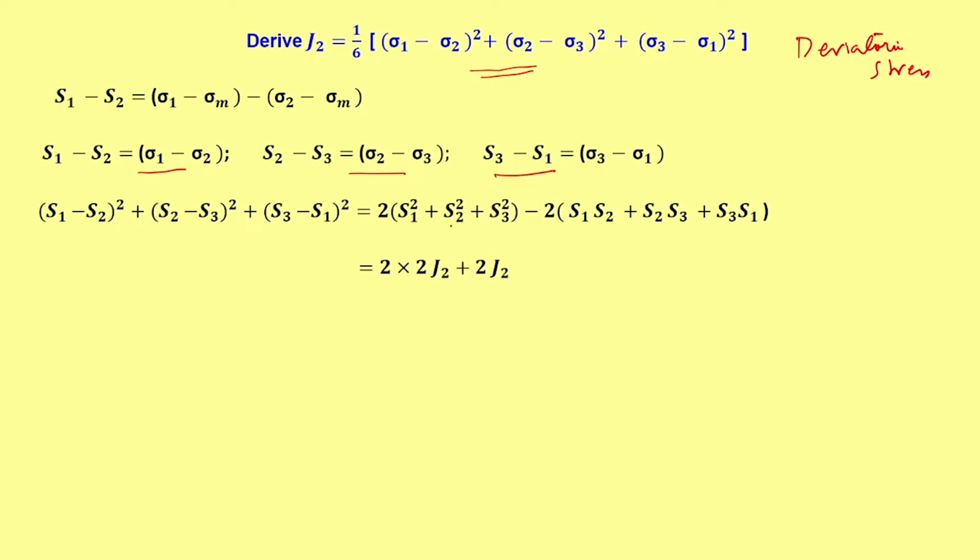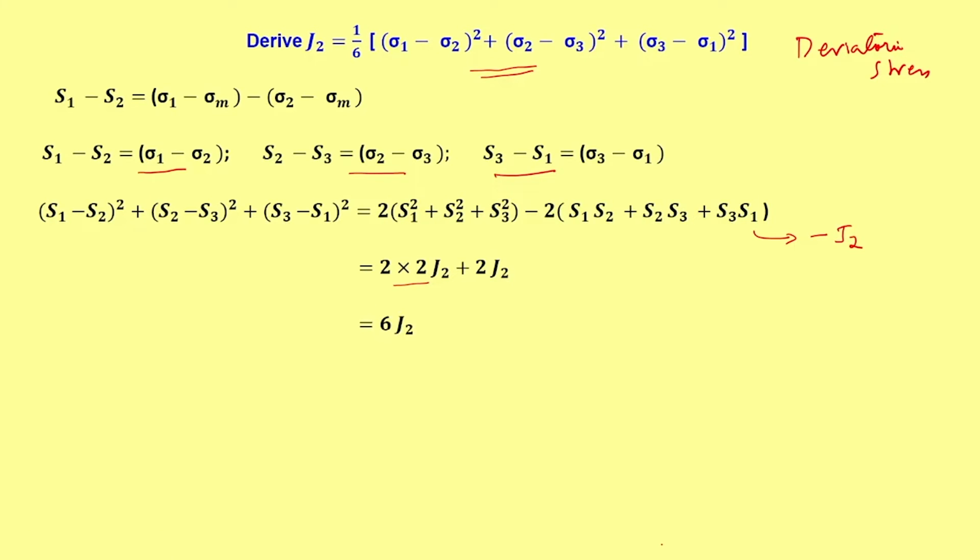What is this S1 square plus S2 square plus S3 square? We have seen in the previous slide, it is nothing but 2 times J2, and if you substitute here, it will be 2 into 2 J2 plus S1 S2 plus S2 S3 plus S3 S1, which is minus J2. So, substituting it here, you will get 2 into J2. So, this is 4 plus 2, 6 J2.